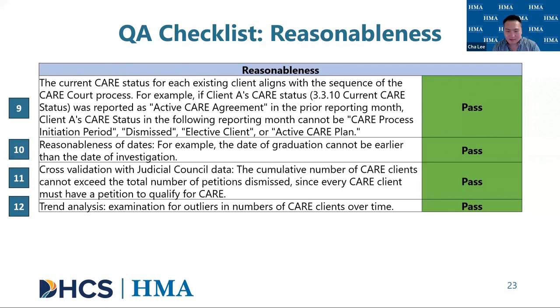Element 11, this one we will basically compare the cumulative number of care clients from the county to the total of petitions dismissed from the Judicial Council. The cumulative number of care clients cannot exceed the total of petitions dismissed. Element 12, for every reporting month, we're also going to be looking at our Power BI report. And if we see any outlier, we're also going to be reaching out to the county and asking them to look into the data and also help us address the issue.